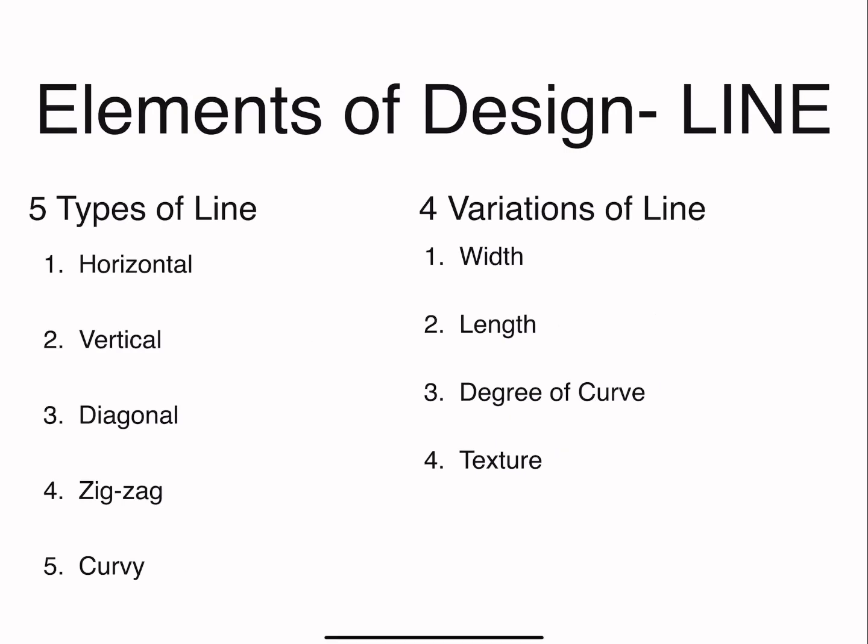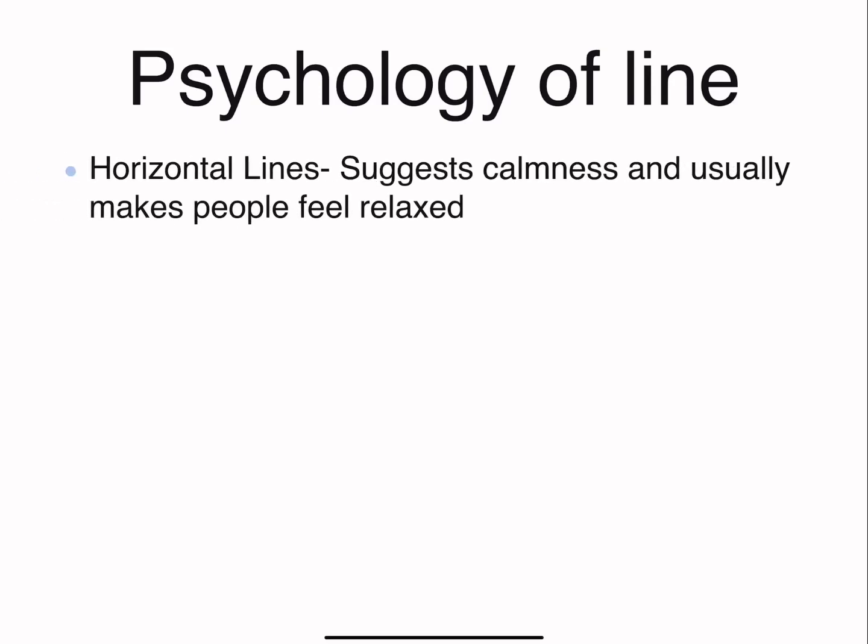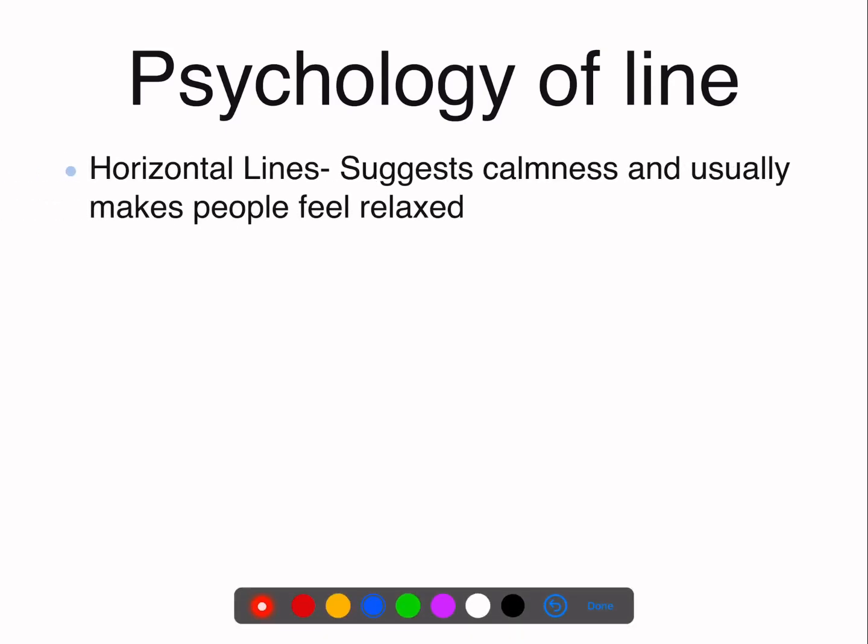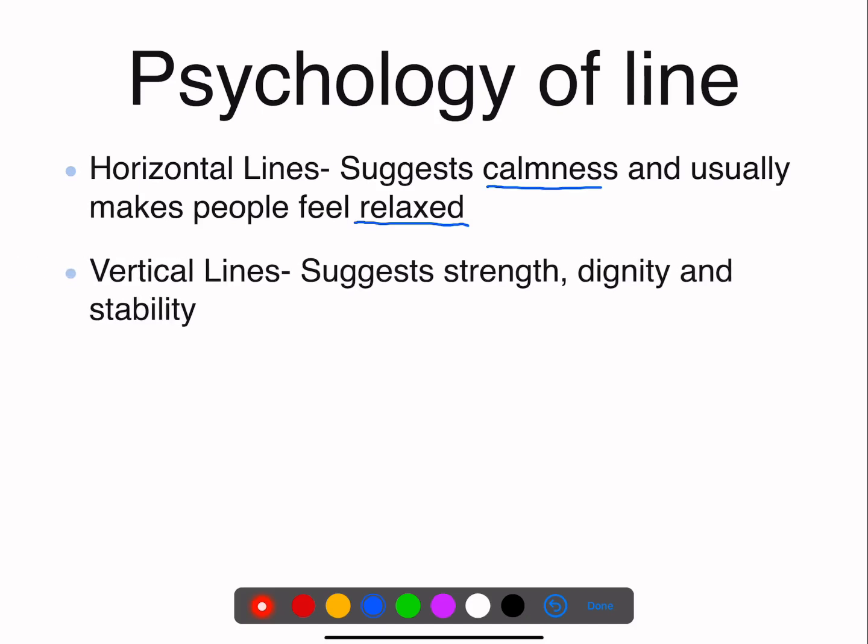Now the crazy thing about line is lines actually can evoke an emotional reaction from the viewer. And that's because there's psychological effects that we associate with different lines, whether you realize it or not. So horizontal lines can suggest calmness and usually make people feel relaxed. The reason horizontal lines do that is because when we go to sleep at night, we lay in a horizontal position. So subconsciously, we associate horizontal lines with that feeling of relaxation that we have every single day. Vertical lines suggest strength, dignity, and stability.